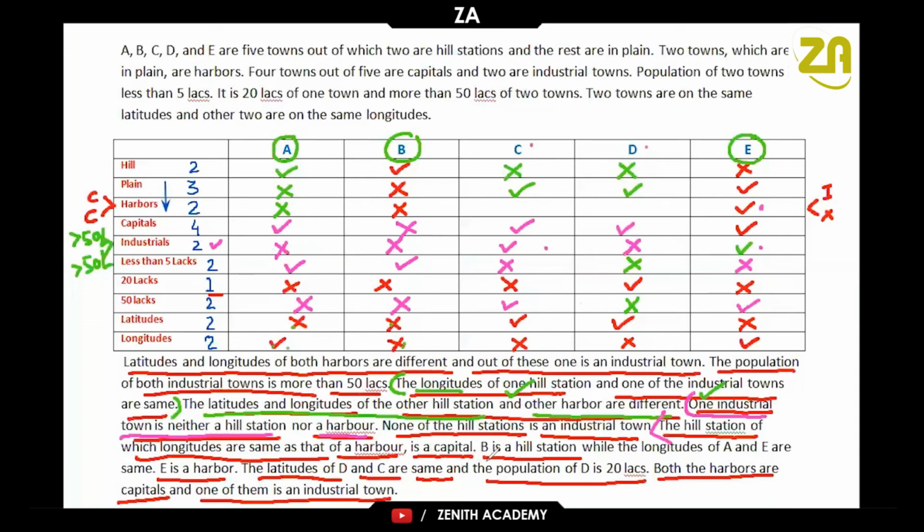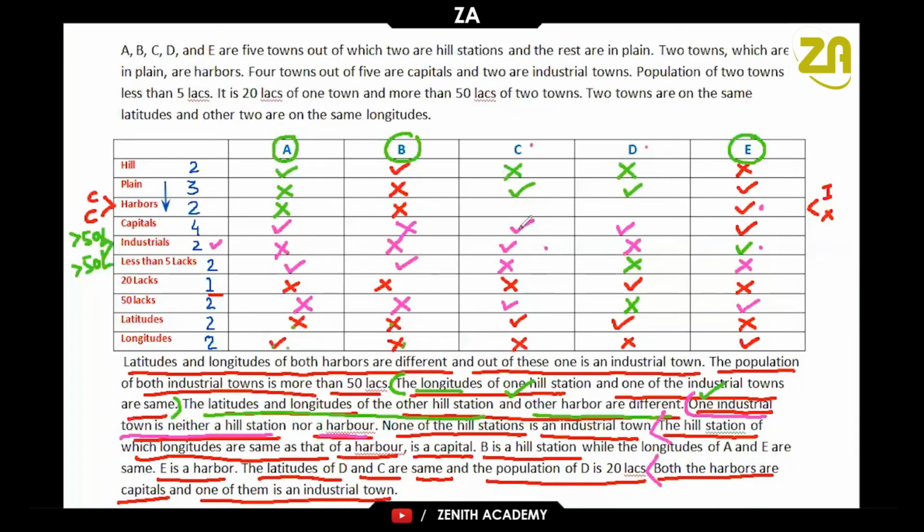Now B is a hill station, while the longitude of A and E are the same, correct? E is a harbor, you decided. The latitude of D and C are the same and the population of D is 20 lakh. Look here, both the harbors are capitals, and it was indirect information, because we decided that E is a harbor from this information, but the second town which is a harbor was not clear. But now see, both the harbors are capitals.